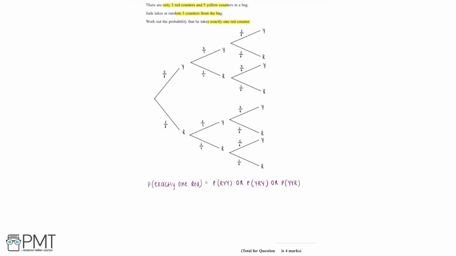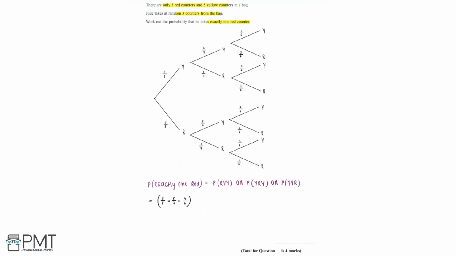We'll start with the probability of taking red, then yellow, and so we can follow the probabilities on our diagram. Red, then yellow would be 3 over 8 multiplied by 5 over 7 multiplied by 4 over 6. Now if we have an OR, that means we add the probabilities together. And so we'll add this probability to the probability of taking yellow, and then add the probability of taking yellow, red.